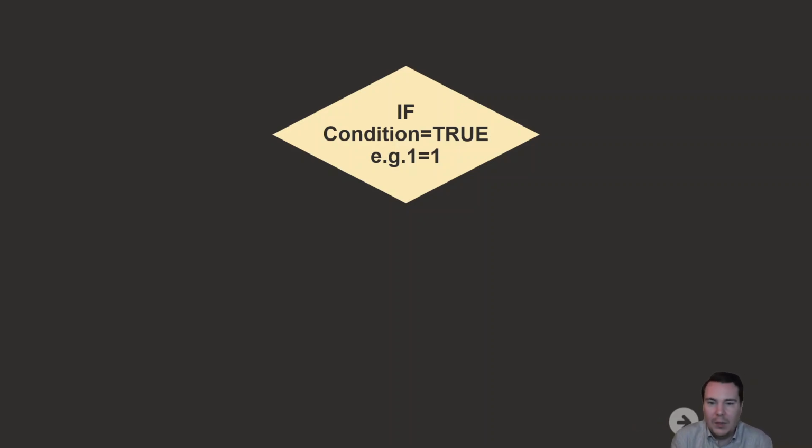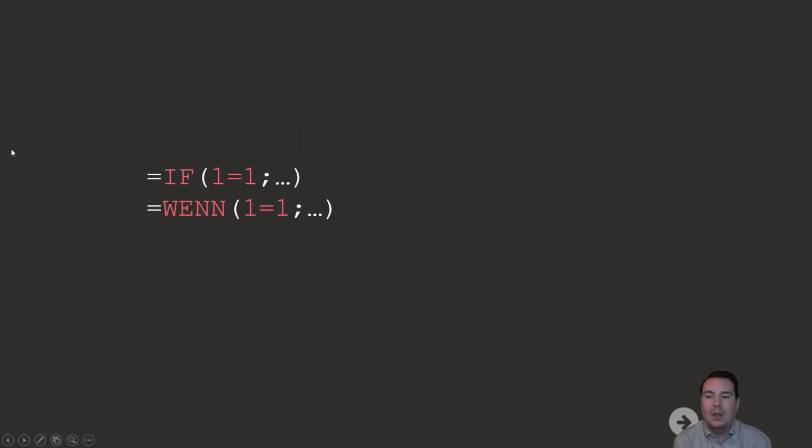So in our case, we could, for example, write if 1 equals 1, which is naturally true. But in Excel syntax, we would write that down as if, opening bracket, 1 equals 1, semicolon, to tell Excel, okay, now the thing you have to test has ended. The thing before the semicolon is the one you have to test, so 1 equals 1. In Germany, that would be wenn 1 gleich 1.